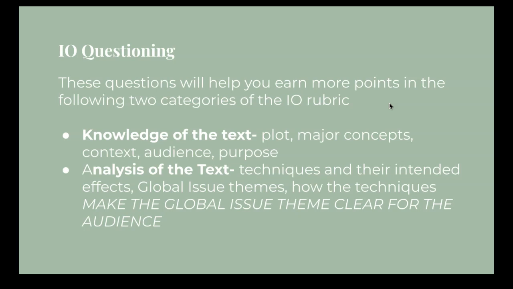Next, and perhaps more importantly, is the analysis of the text. So the analysis of the text includes things like the techniques that are used within them and their intended effects, the global issue themes or messages, and how the techniques make the global issue theme clear for the audience. I'm going to say that last part again because it is by far the most important part of this IO presentation. How does the technique and its intended effects make the global issue theme clear for the audience?